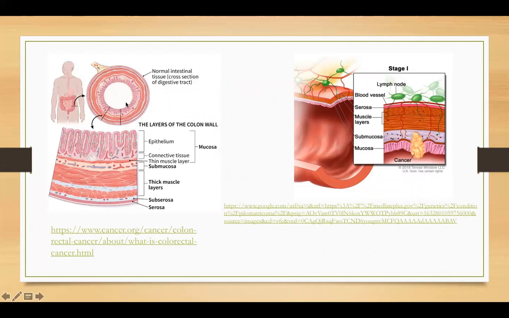Here we see on the left a diagram of the layers of the colon. Here we see the mucosa, which is the innermost layer. Then we see the submucosa, the thick muscle layers, the subserosa, and the serosa. On the right, we see an example of what stage 1 colon cancer would look like. We see the cancer and it is only grown through the mucosa. So that is the innermost layer and it's only stage 1. And if it were to spread throughout the submucosa, the muscle layers, or the serosa, then we would see stage 2, stage 3, or stage 4.